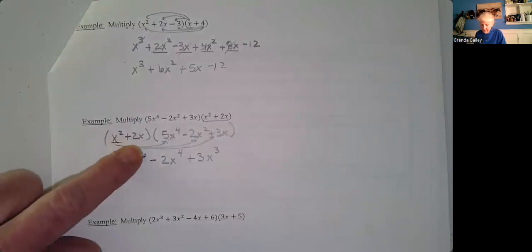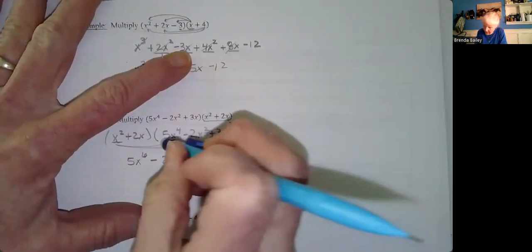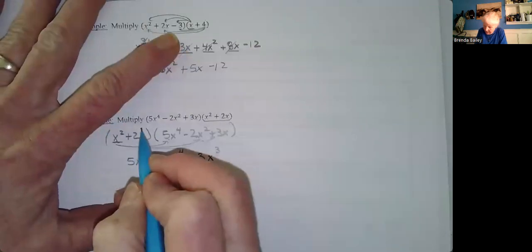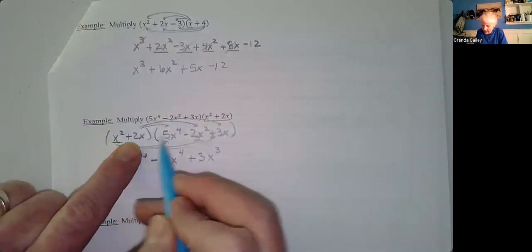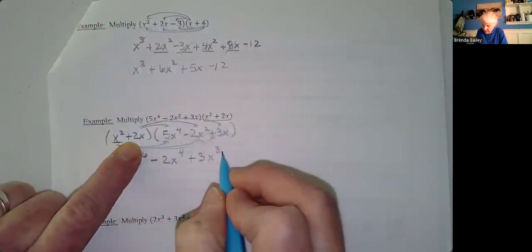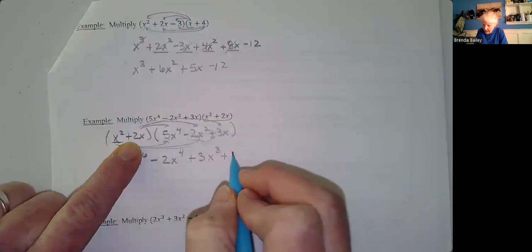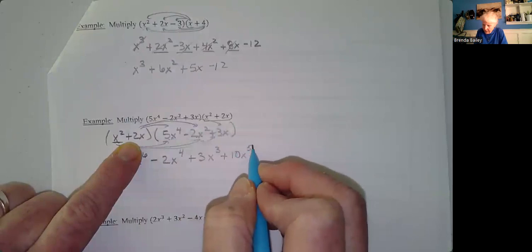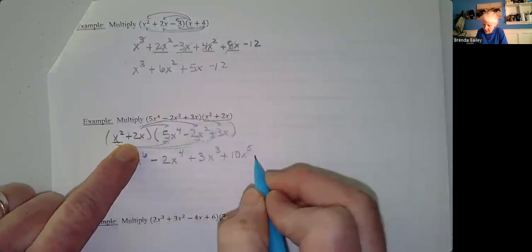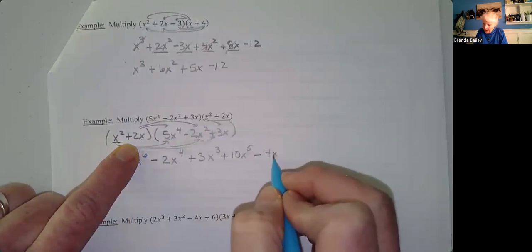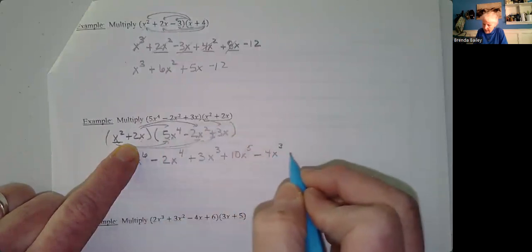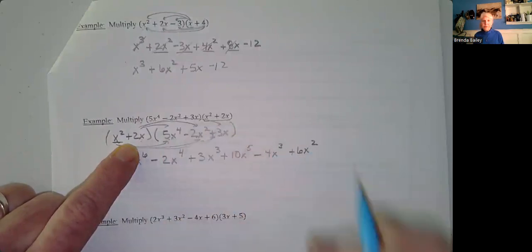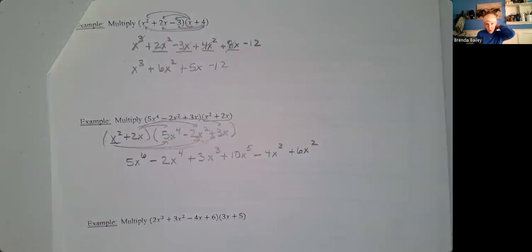Now I'm going to go back. I think I might erase my arrows. Well, I can put them on top here. Up here, up here, up here. 2x times 5x to the 4th is a positive 10x to the 5th. 2x times a minus 2x squared is a minus 4x cubed, adding exponents. 2x times 3x is 6x squared. Use the distributive property twice. And now we just combine our like terms.